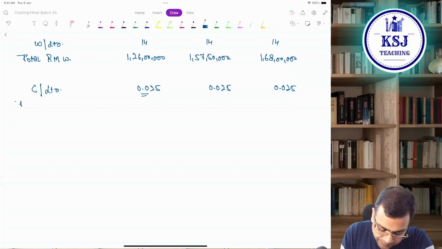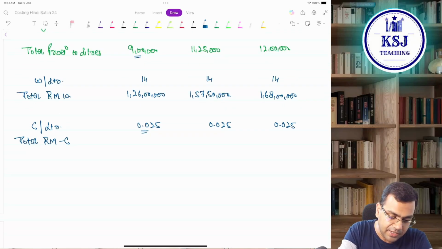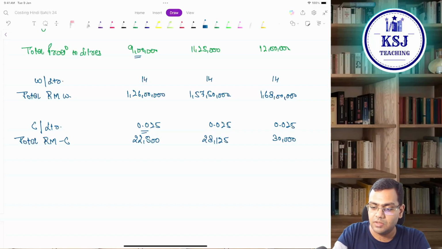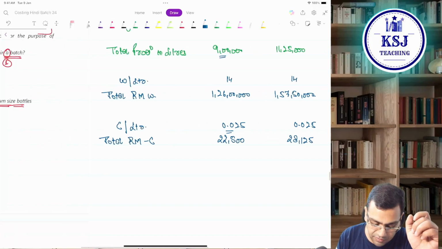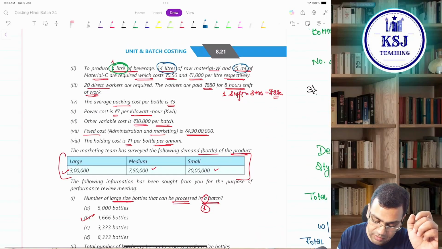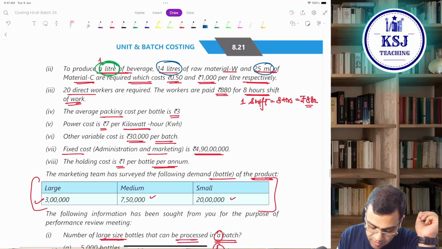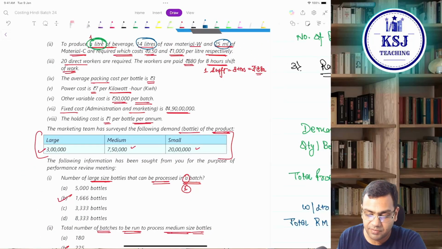So total raw material C required is how much? That will be 9 lakh multiplied by 0.025. That comes to 22,500. Then second it comes to 28,125. Then third one comes to 30,000. Right? So this is the requirement of the raw material. This is the quantity of the raw material which is required, sir. Fine. Is this clear, everyone?